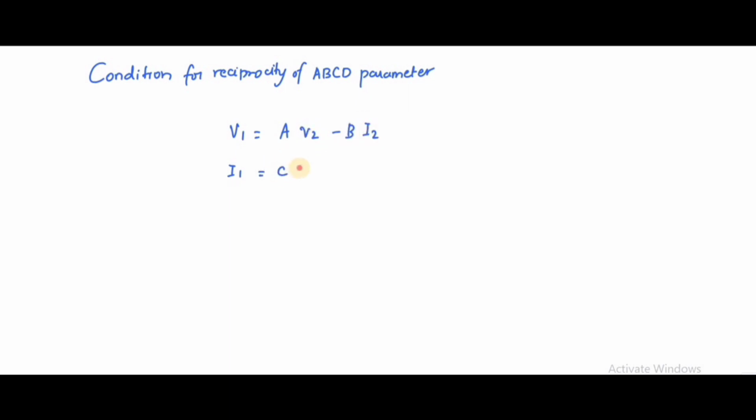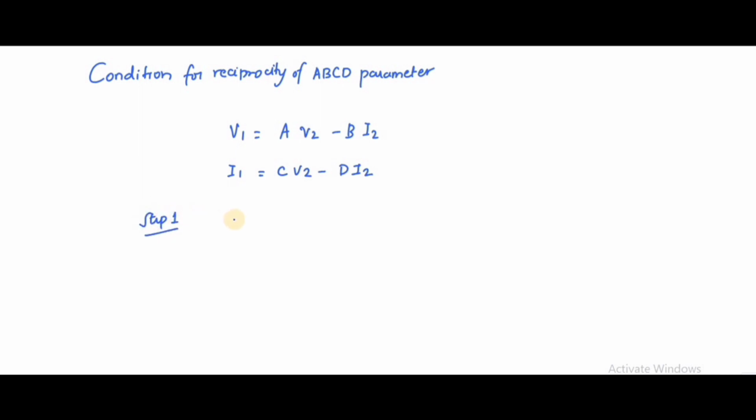In this video, we are going to discuss the topic called condition for symmetry and reciprocity for ABCD parameters. For this, we need to know the equations for the ABCD parameters. The first one is V1 equals A V2 minus B I2. Likewise, I1 equals C V2 minus D I2.